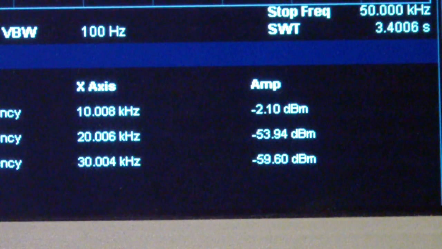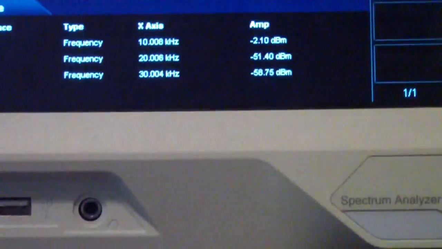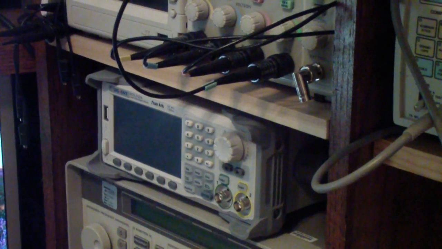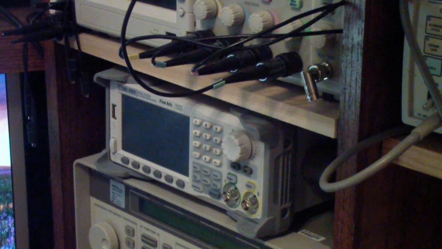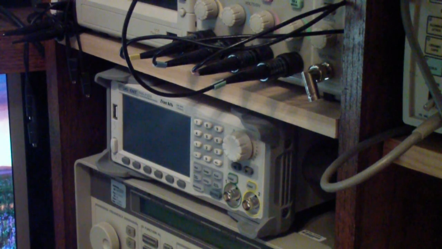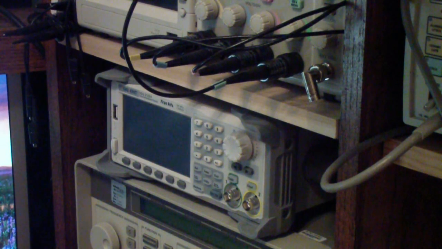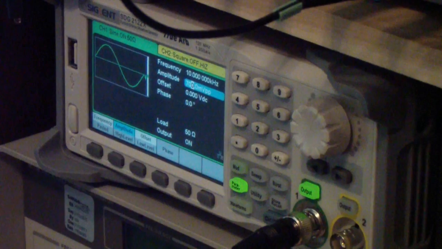So what I'm going to do now is compare these results to the Siglent signal generator down there, that I compared earlier in an earlier video with a Rigol generator. I found that this Siglent has excellent performance, so I'm going to set it up to output the same 10 kilohertz sine wave and take a look at its harmonic content.